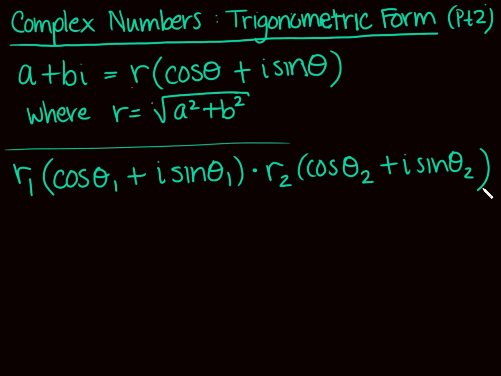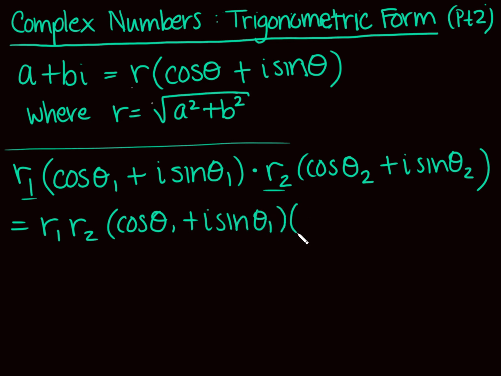So let's see what happens when we multiply these together. I'm going to take r1 times r2 and multiply those together. I'm just rearranging, aren't you glad that we're working in a system where the commutative property of multiplication is true, and the associative property?